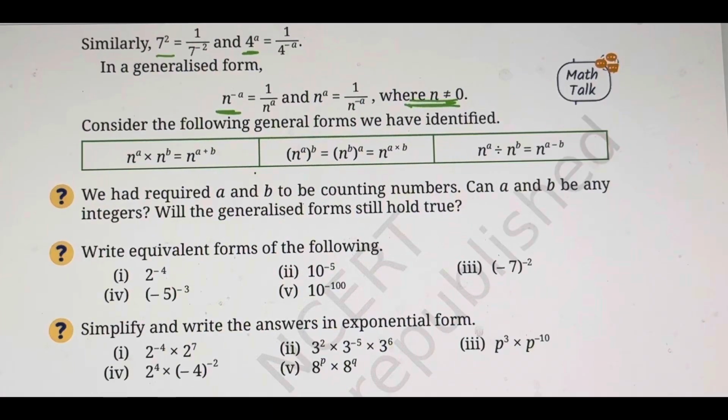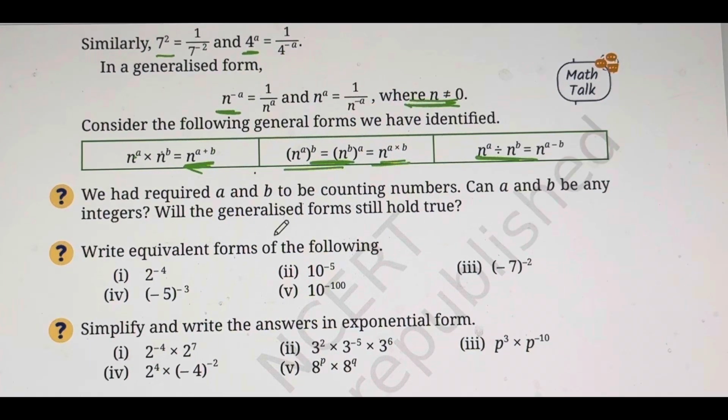Consider the following general forms. Till now what we have identified is, if the base is the same, n raised to a into n raised to b, then the powers are added. Again, the power of power, n raised to a bracket b, so we multiply: n raised to ab or ba, both are the same, you know that the product 2 into 3 is 3 into 2. You'll get the same answer. And also the third formula which we established is n raised to a divided by n raised to b. So the base is the same, the power will be subtracted. These are the general formulas which we have understood till now.